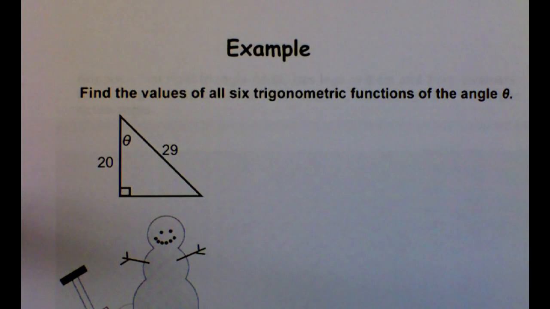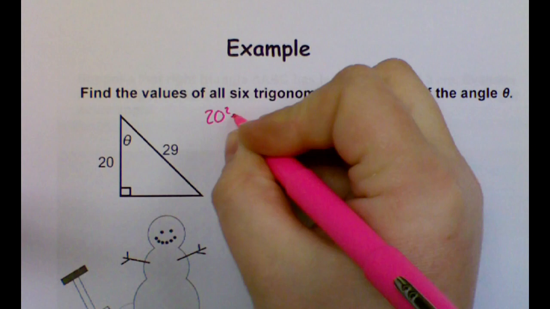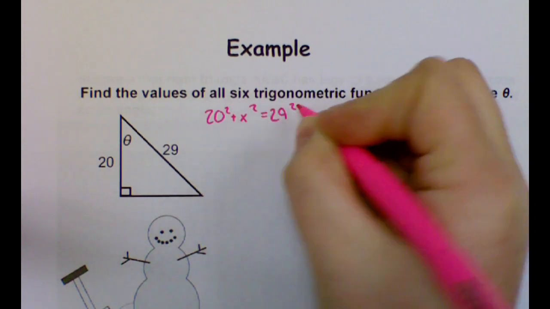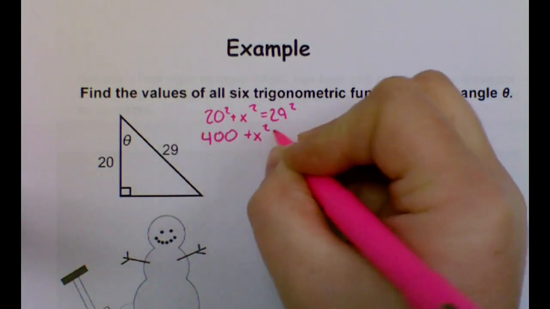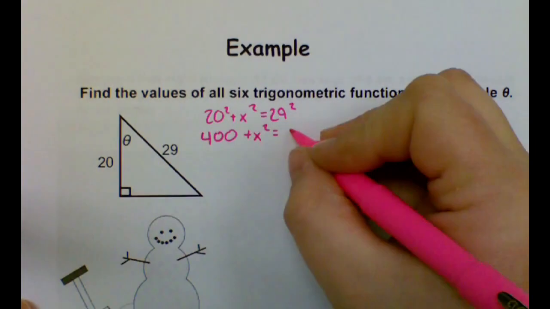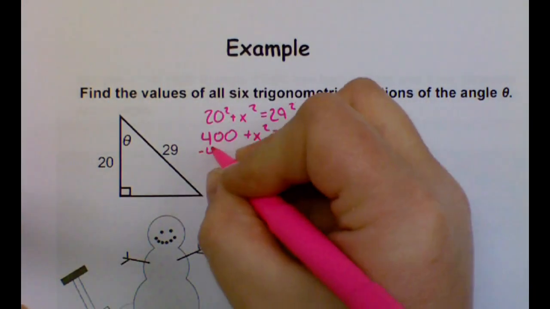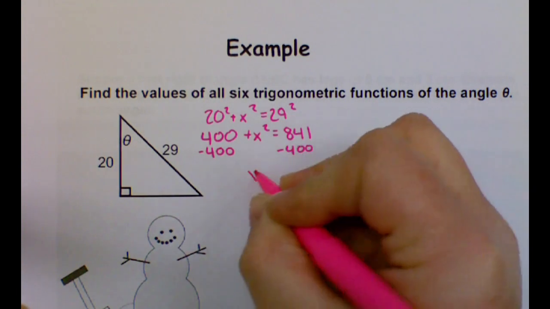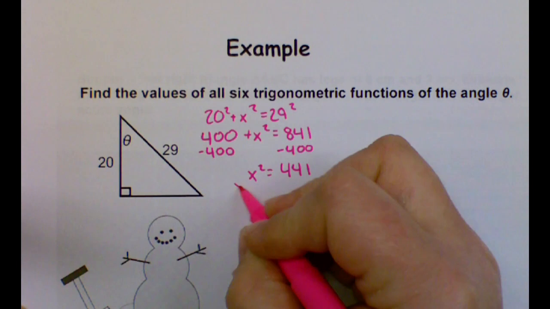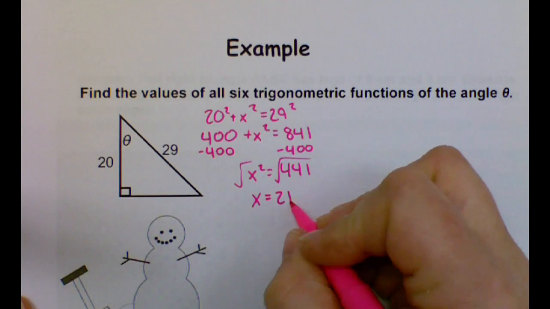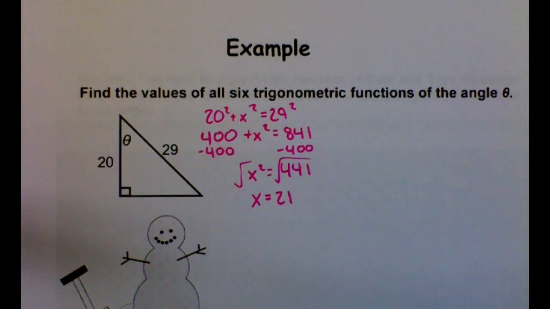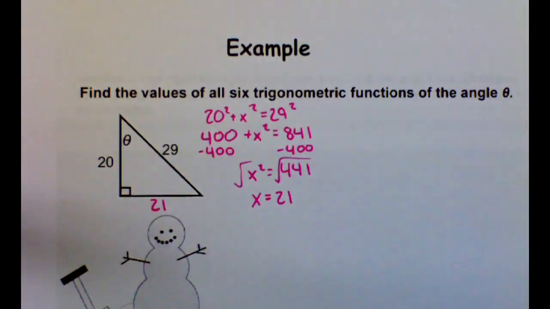So let's find the values of all 6 trig functions for this angle theta. Well, the first thing we need to do is find this missing side. It's a leg, so we'll do 20 squared plus x squared equals 29 squared. And 20 squared gives me 400. 29 squared is 841. Subtract our 400. X squared is 441. Square root of both sides. And our value of x is 21. Remember, just the positive one because we don't have negative sides. So this side is 21.